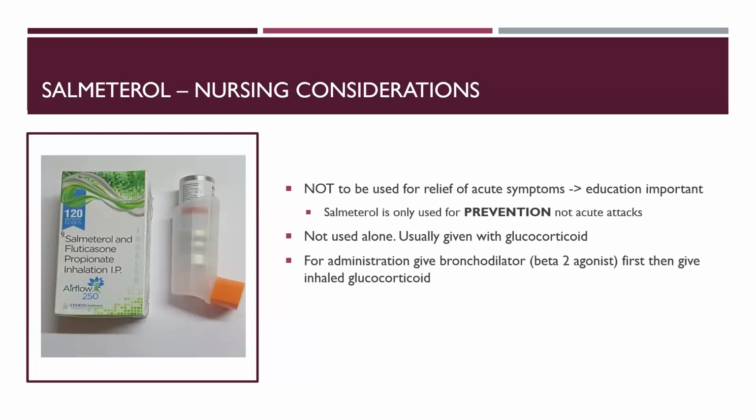So it's not to be used for the relief of acute symptoms, and education is very important, because a lot of school-age kids have asthma, and you just want to make sure they know, okay, if you're by yourself, this is the one that you take, this is the one for every day. So salmeterol is only used for prevention, not acute attacks. It's not used alone. It's usually given with a glucocorticoid. Whenever you see corticoid, what we're talking about here is our steroids. For administration, you want to give the bronchodilator first, then give the inhaled glucocorticoid.